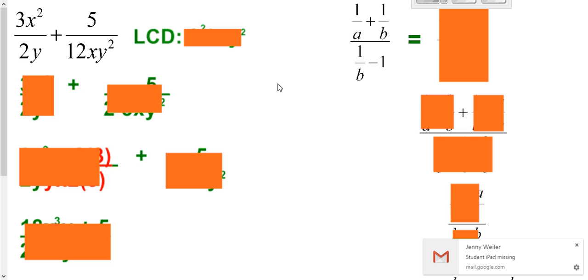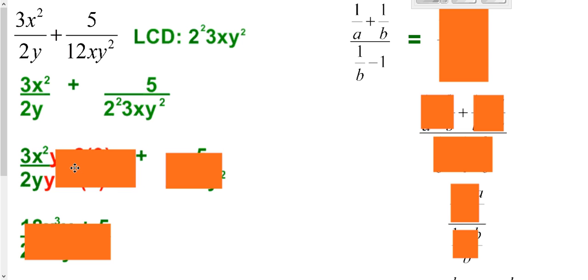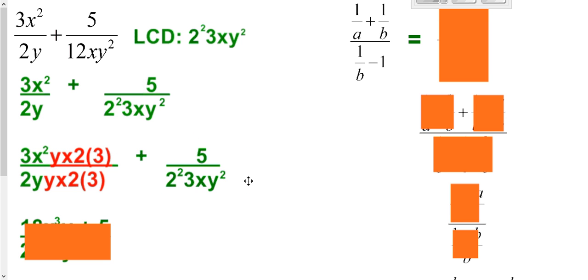This one here, pause the video, try to work it out. So find that common denominator by factoring. We get our LCD being this here. The first fraction, we need to multiply the top one by an x, a y, a 2, and a 3. Second fraction doesn't need anything. Then we can go ahead and write it as one big fraction.